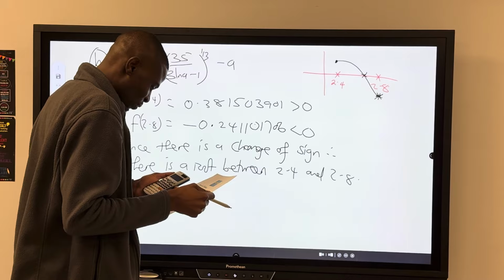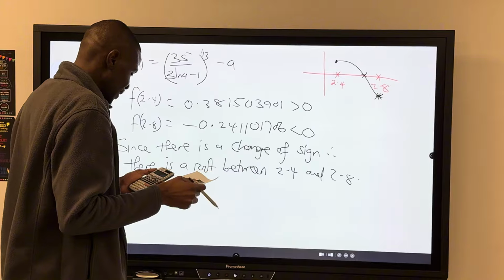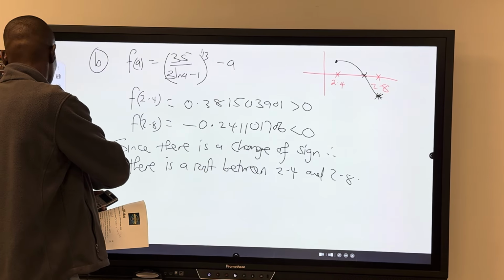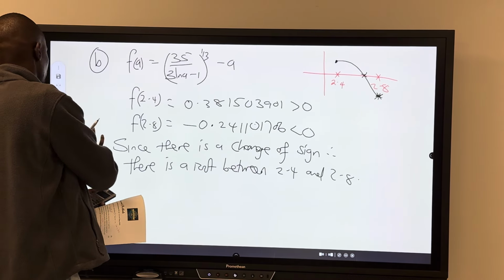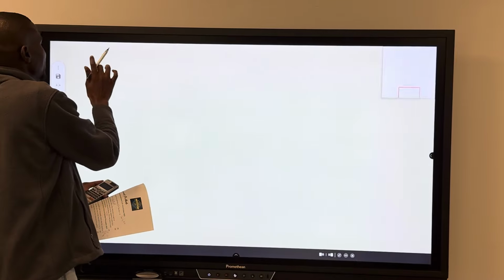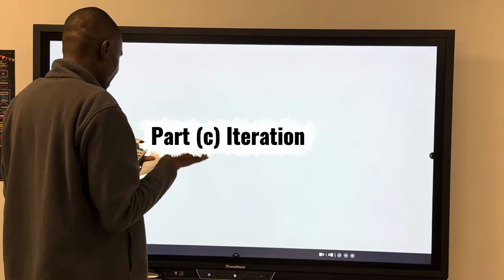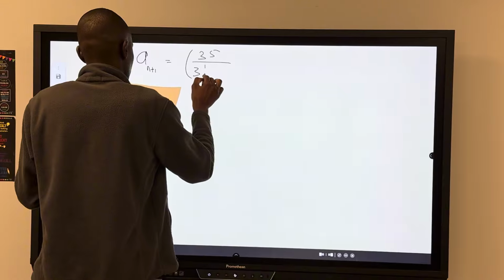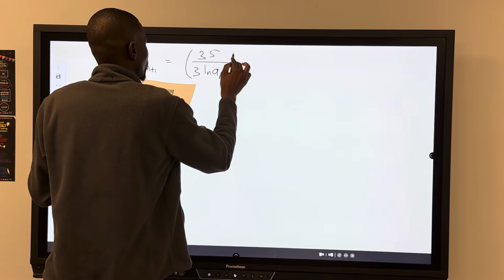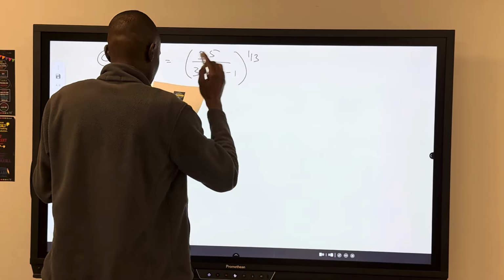We are moving on to part C. On part C, they are now saying use an iterative formula based on the equation in part A. So the equation is a n plus 1 equal to 35 over 3 natural log of a n minus 1, to the power of a third. Remember, it's between 2.4 and 2.8.